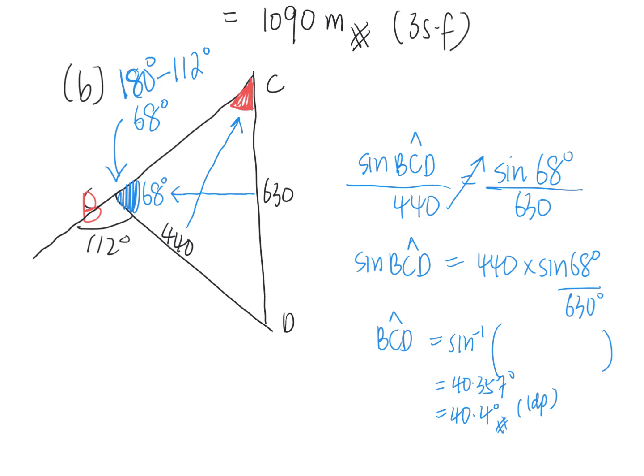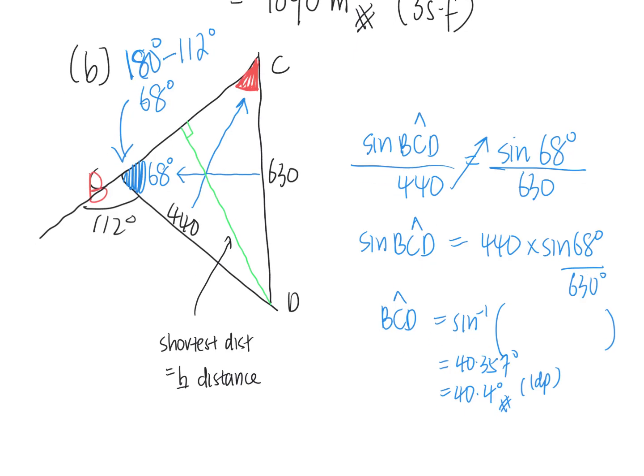Shortest distance from D to BC. So D to BC is always perpendicular distance. When you see the word shortest distance, it is perpendicular distance. They are the same thing. So when we are talking about that, use area to help you. I already found the area of this triangle. So I can find the area of this triangle.